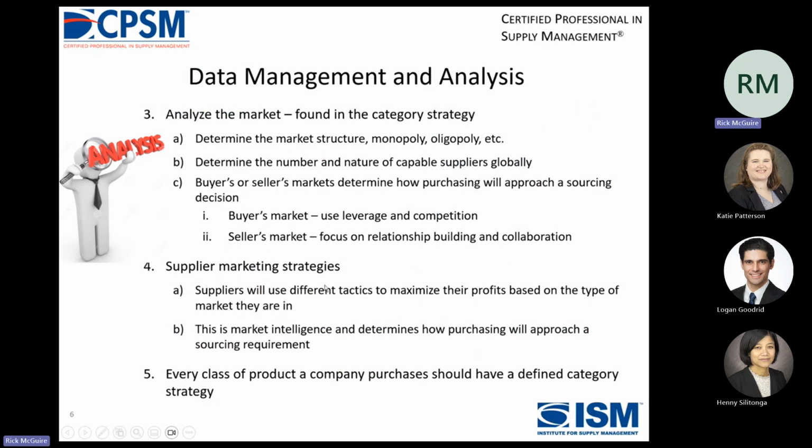And then supplier marketing strategies. Suppliers will use different tactics to maximize their profits based on the market they're in. This market intelligence determines how purchasing will approach a sourcing requirement. So do they use loss leaders? Do they bundle products? How do the suppliers operate in the industry you're looking at? Every class of product or service a company purchases should have a defined category strategy, and for something like office products, it's going to be pretty simple.